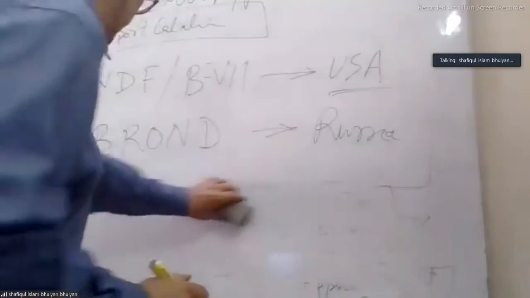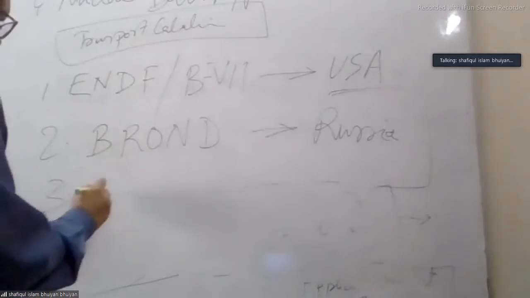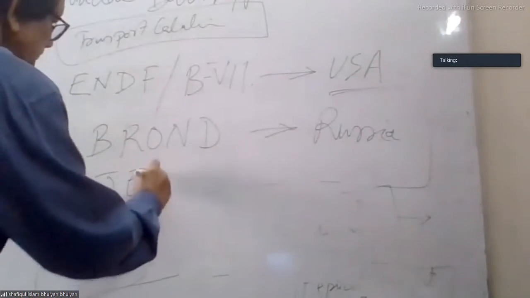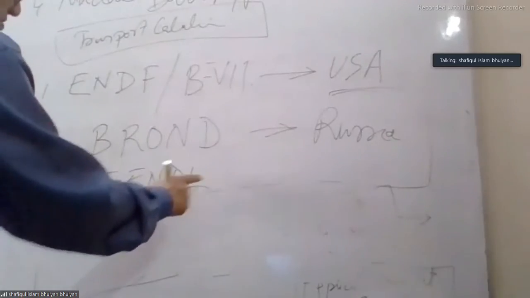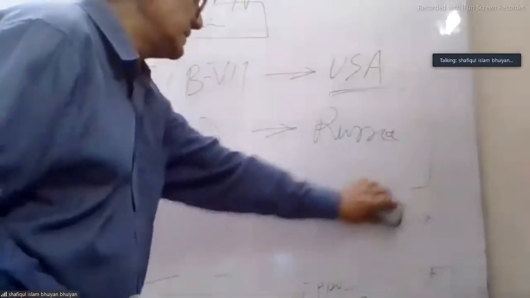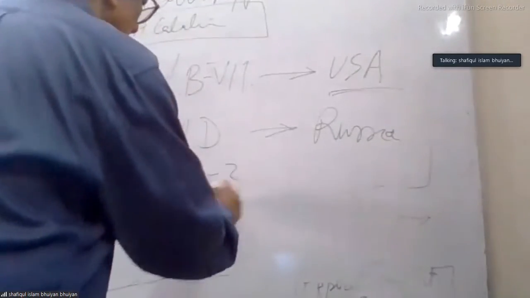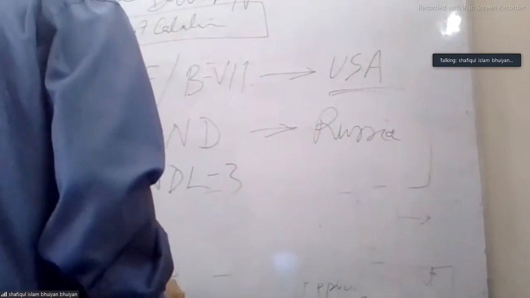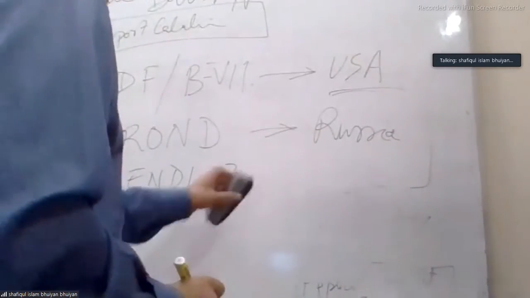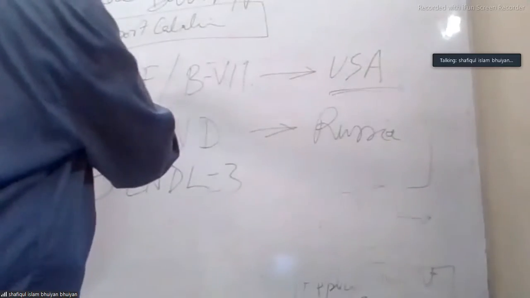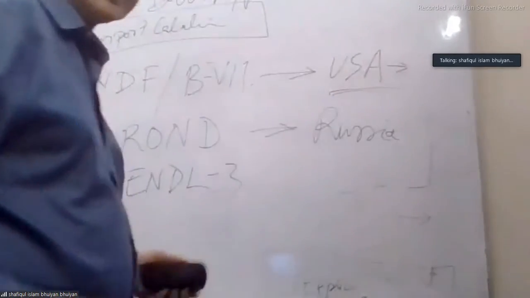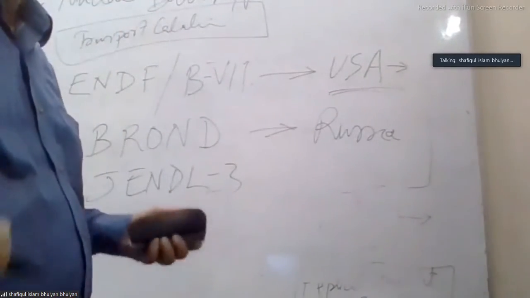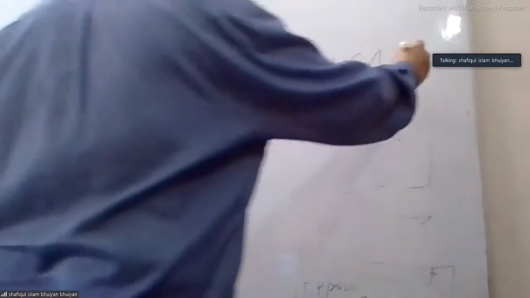And the Japanese library is called JENDL, Japanese evaluated nuclear data files library. I think it is JENDL 3 now. We work with JENDL 2 and JENDL 3. And they have their processing technology. This is the super technology, something like a superpower in the world. It's called NJOY.